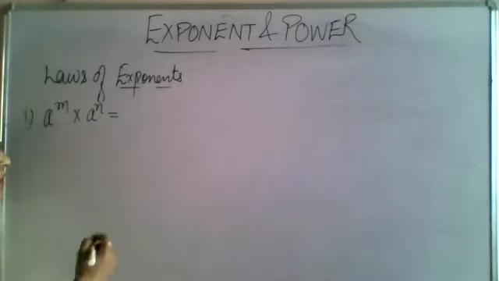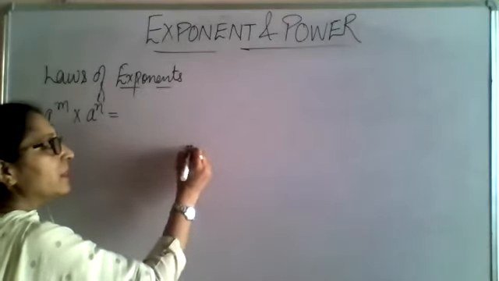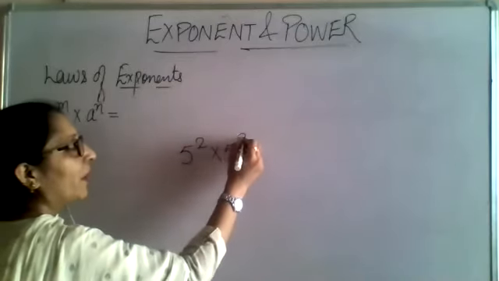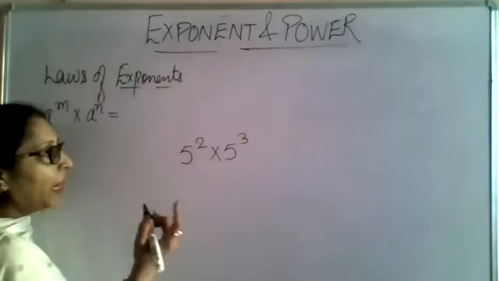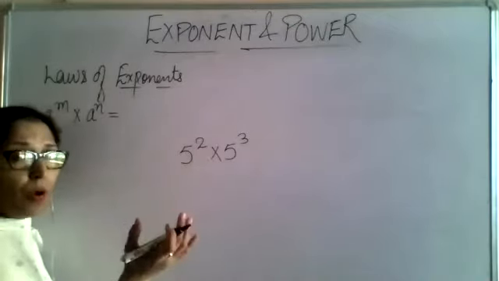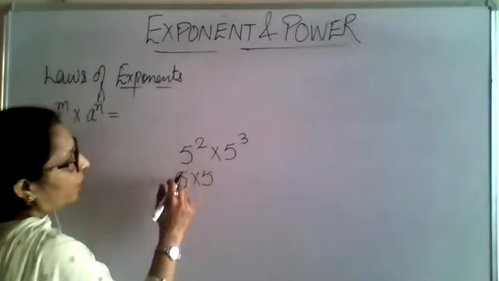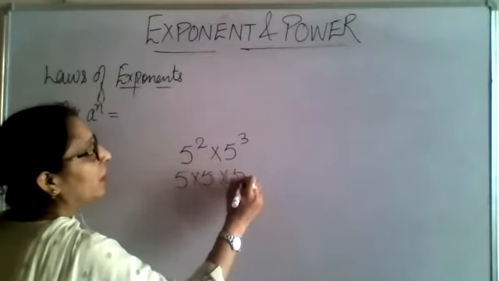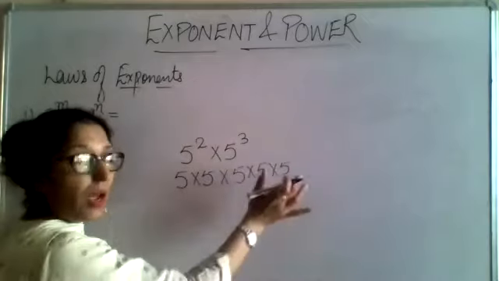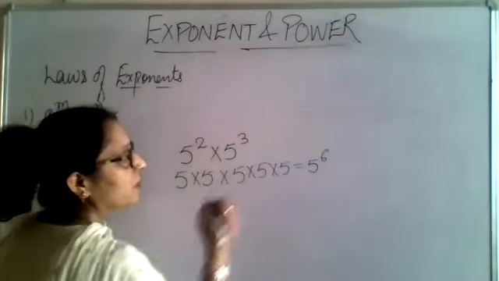Let's do it by example. I'm not writing the right side of it. I'm taking 5 raised to power 2 and 5 raised to power 3. And I'm asking you, write this in exponential form. If you don't know the laws, you will write it this way: 5 into 5 because it is 2 times, then 5 into 5 into 5. I will count 1, 2, 3, 4, 5, 6. Okay, it is coming 6.